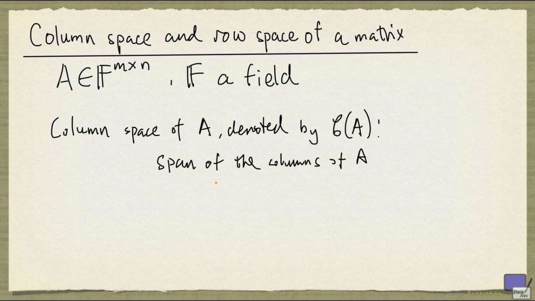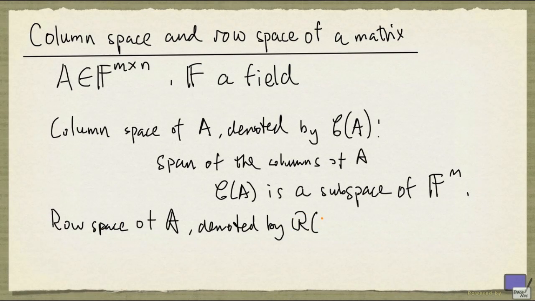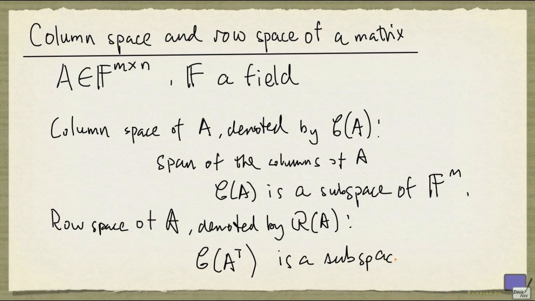Because each column is an m-tuple, the column space of A is going to be a subspace of F^m. The second vector space that we are going to look at is the row space of A, and it's denoted by R of A, and is given by the column space of A transpose. So every vector is going to be an n-tuple, and this is going to be a subspace of F^n.